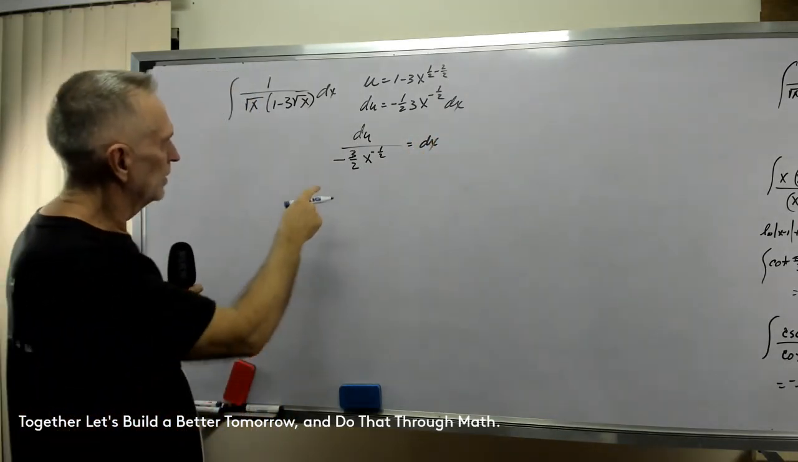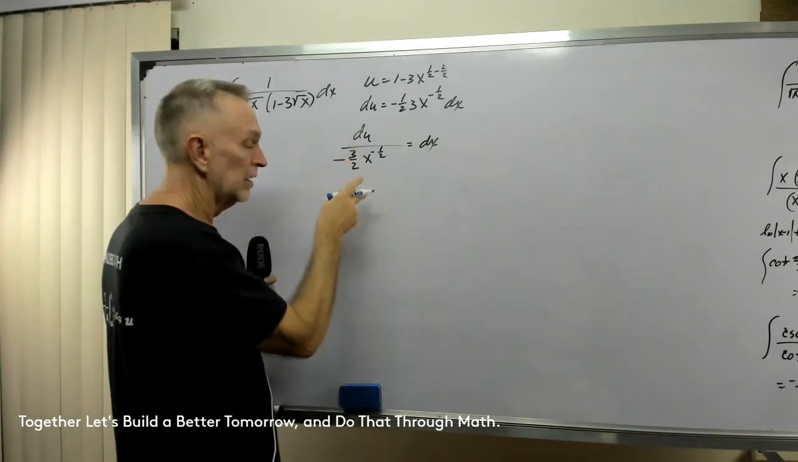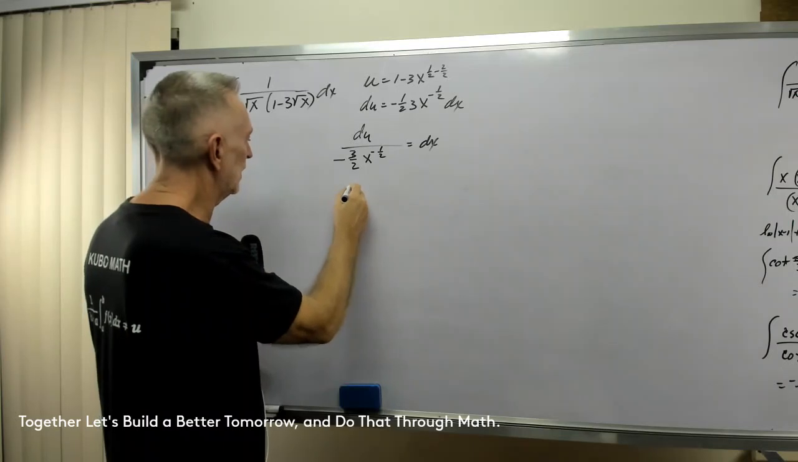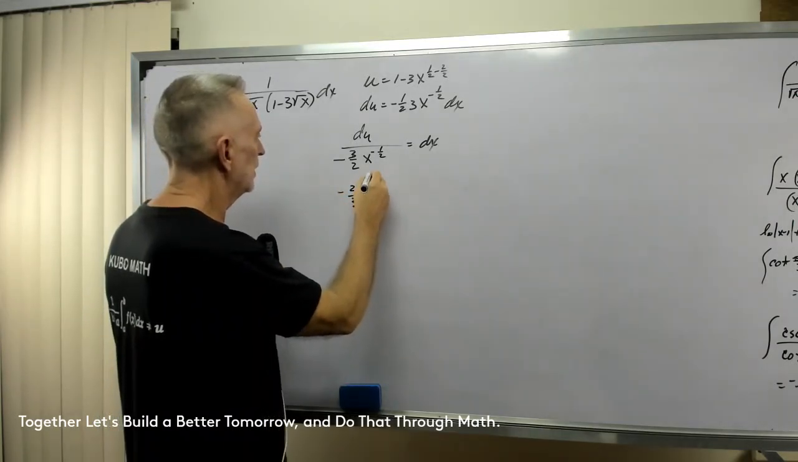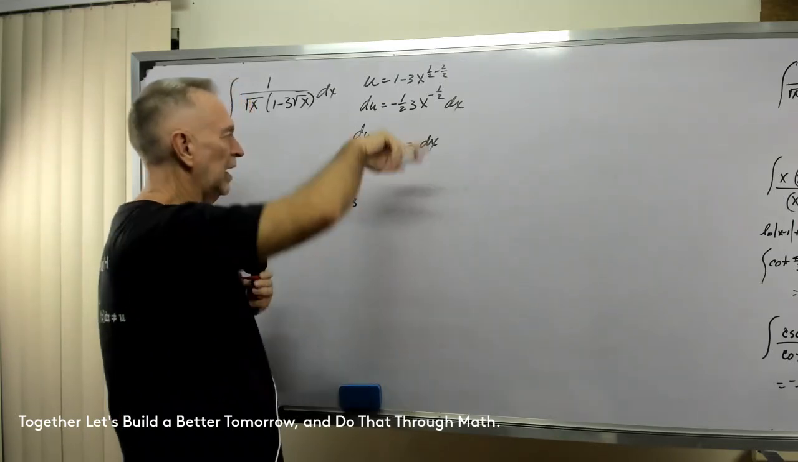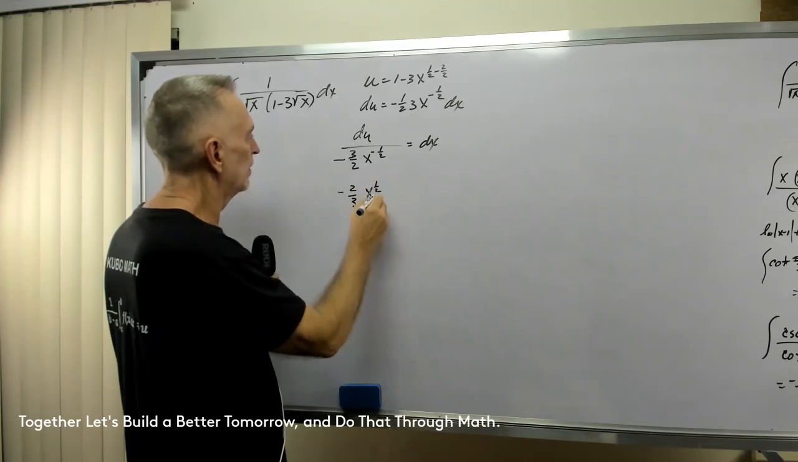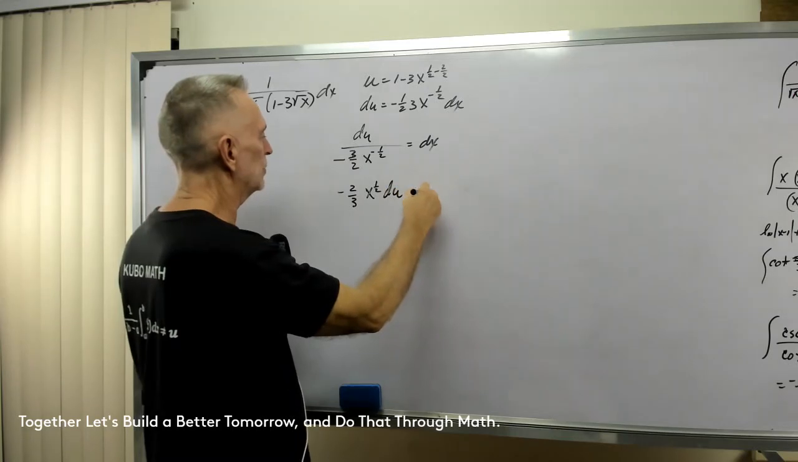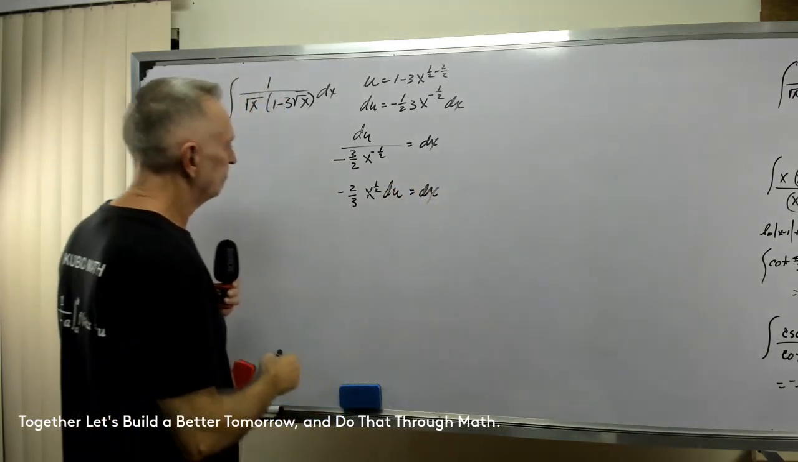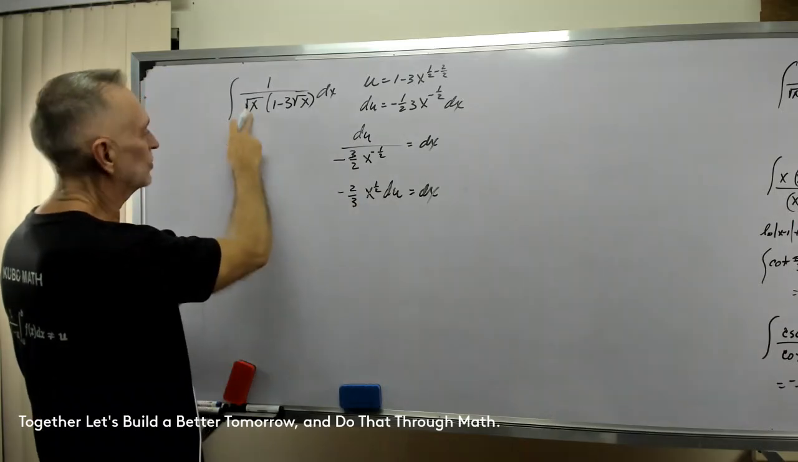Well, if I'm dividing this by negative 3/2, what does that mean? That's a negative 2 over 3. And then x to the minus 1/2, let me flip it up to x to the 1/2. So I'll just put it up here: du equals dx. You can already see how this is going to work out.